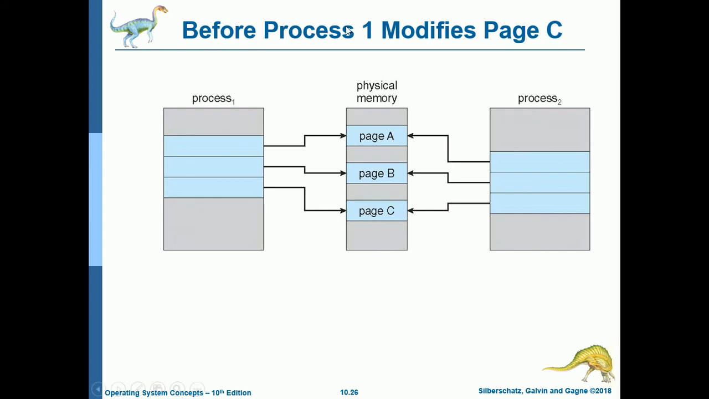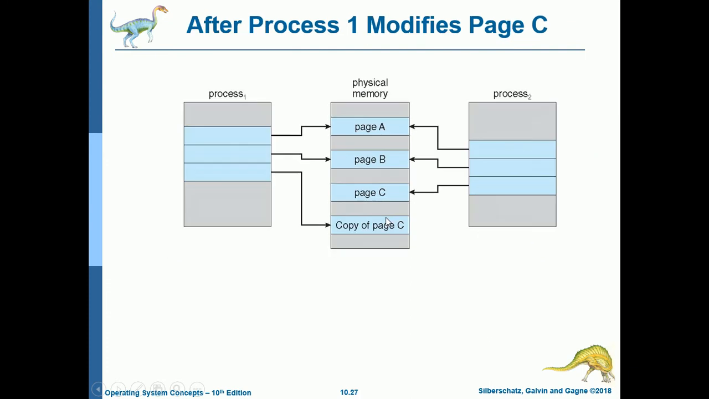Before process 1 modifies page C, of course, the processes share pages A, B, and C. Because of copy on write, once page C is modified by process 1, it will copy page C. That is the meaning of copy on write once page C is modified.